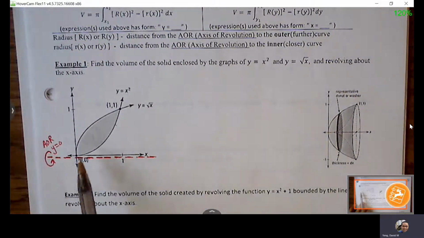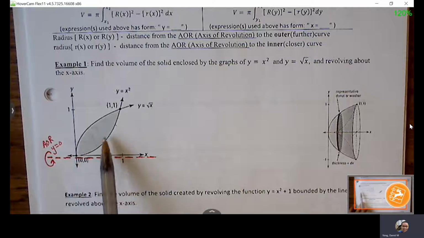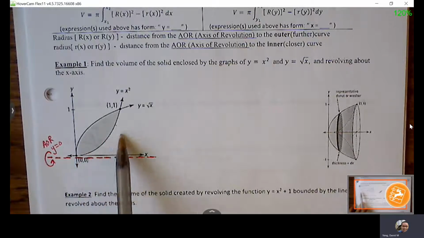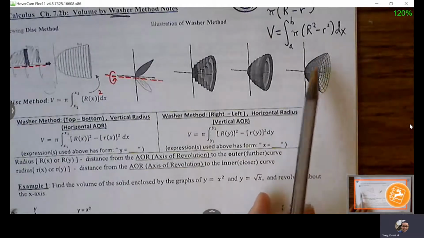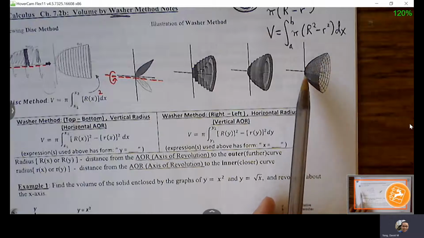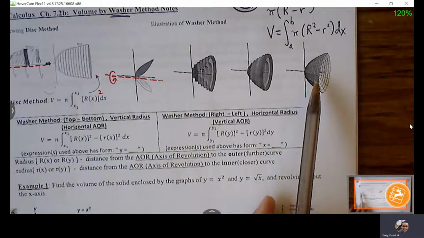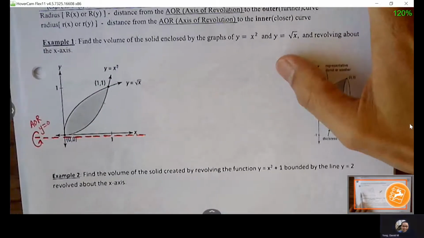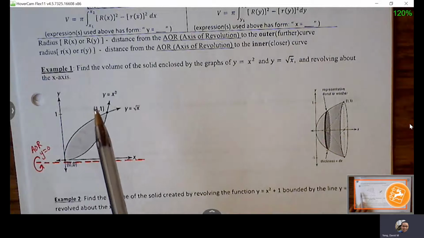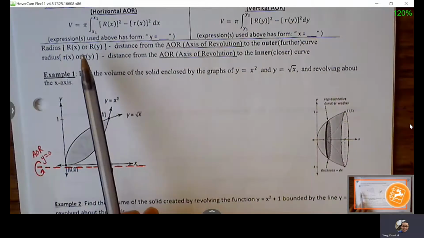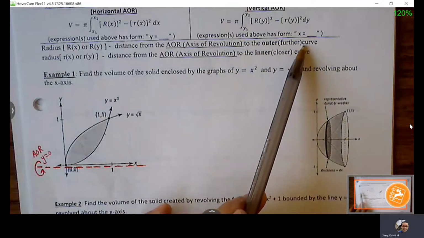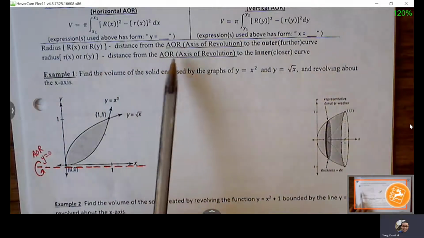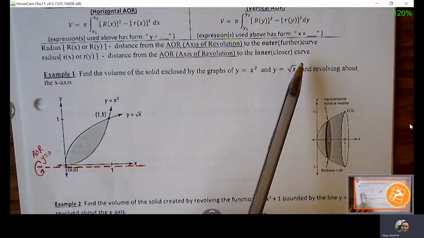Just like what we said before, the axis is touching the shaded region, but not in full, right? We see all this hole, all this gap. We know that the finished object is going to be an accumulation of circular rings and not circular discs. So we know that we have to find two radii: the big radius and the little radius to subtract out the hole. The big radius is the distance from the axis of revolution to the outer or further curve, and the little radius is the distance from the axis of revolution to the inner or closer curve.